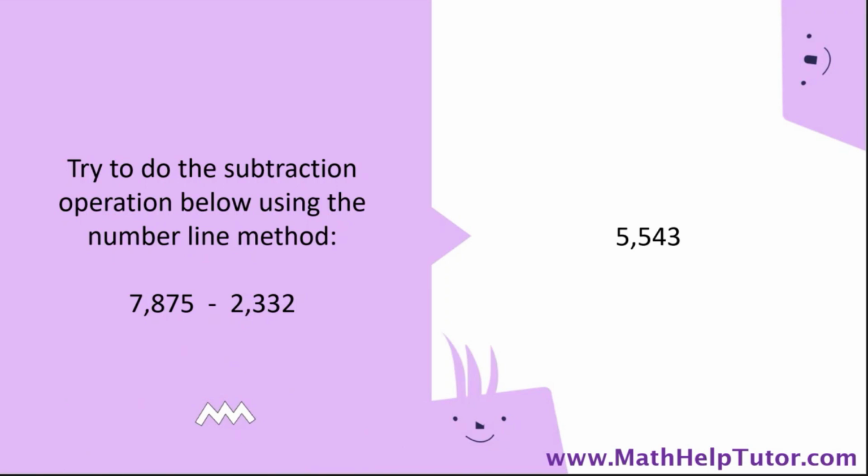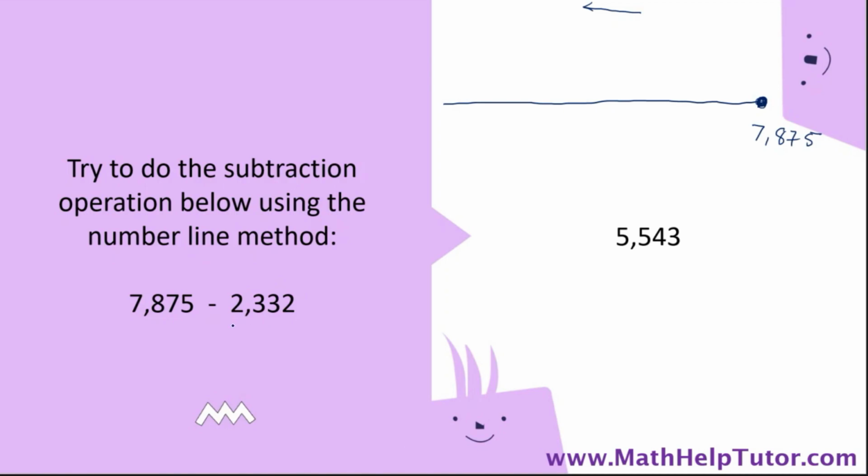The answer is 5,543. So how did we arrive at this answer? What we can do is we can first draw a number line. And since we are subtracting a number from another number, that means our final answer would be less. That means we are going to the left direction because going to the left of a number line means that the numbers are decreasing. So we start off with our number, which is 7,875, and we are going to be subtracting 2,332.